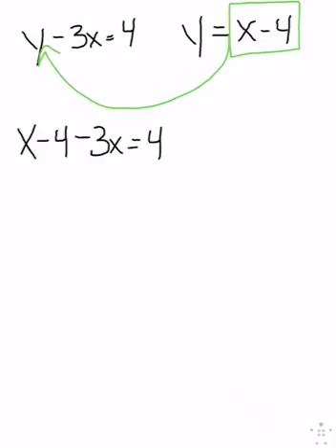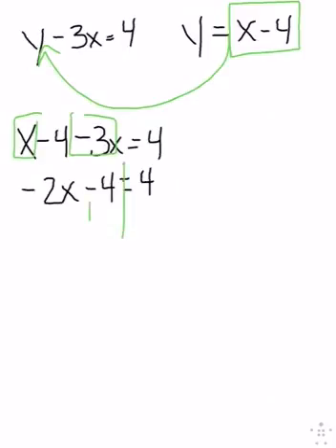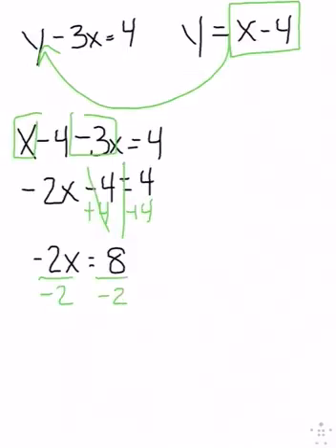I'm going to go ahead and combine my like terms, x and minus 3x. 1 minus 3 gives me -2. I'm going to keep combining like terms, so I'm going to add 4 to both sides. And I get -2x equals 8. And my last step is to divide by -2. My answer is x equals -4.